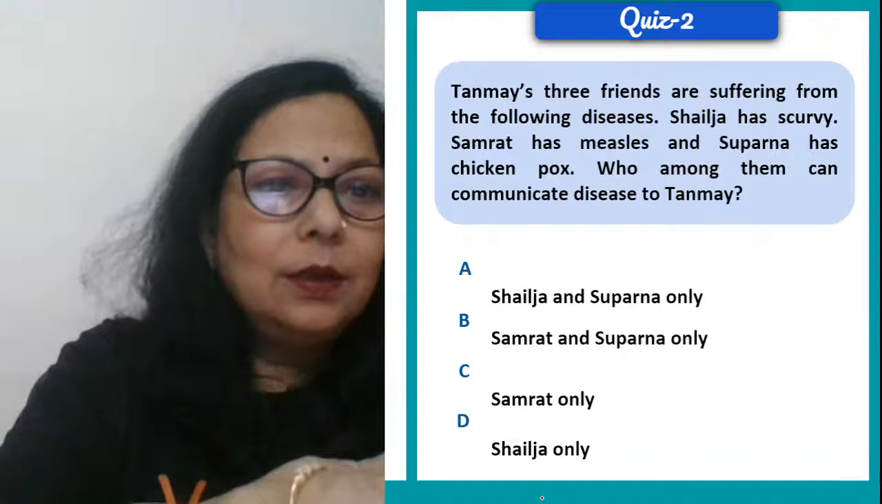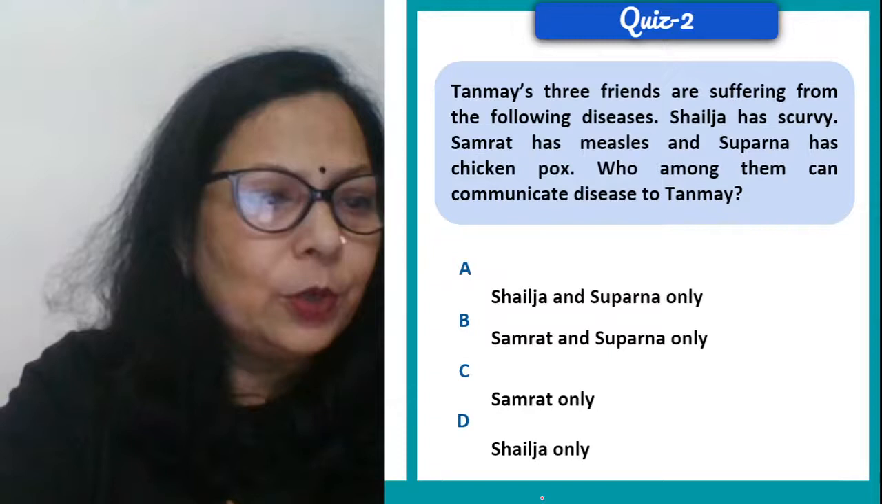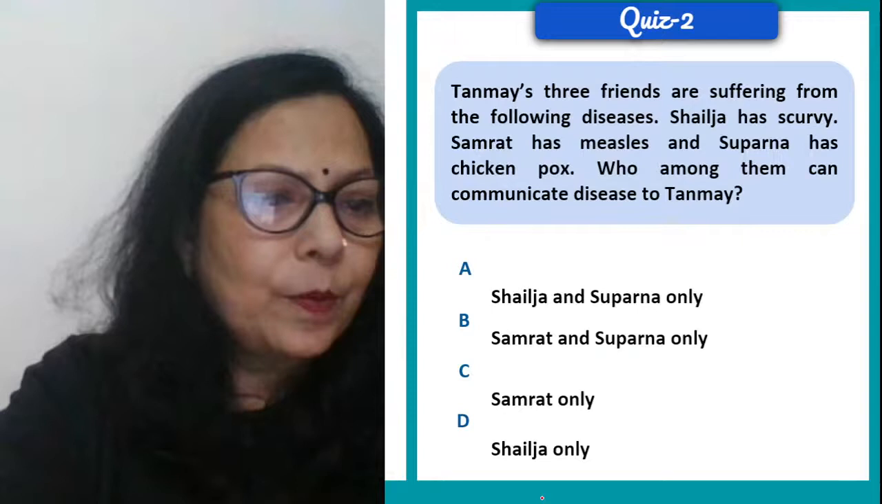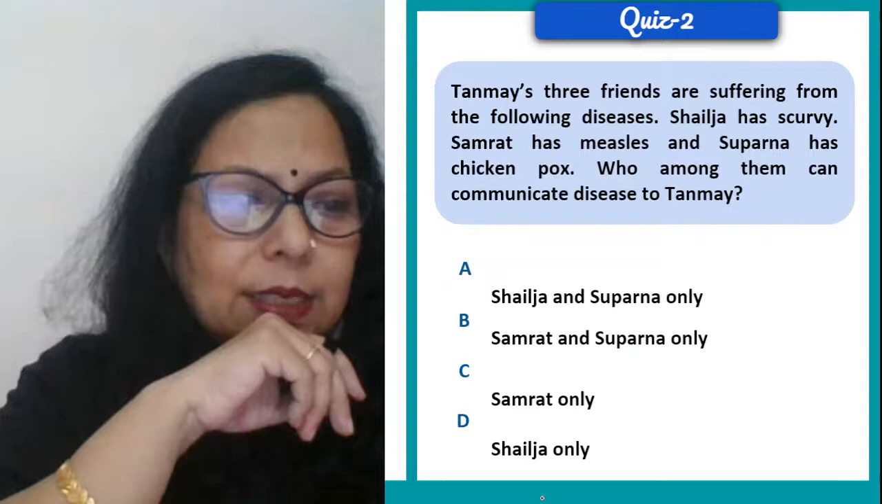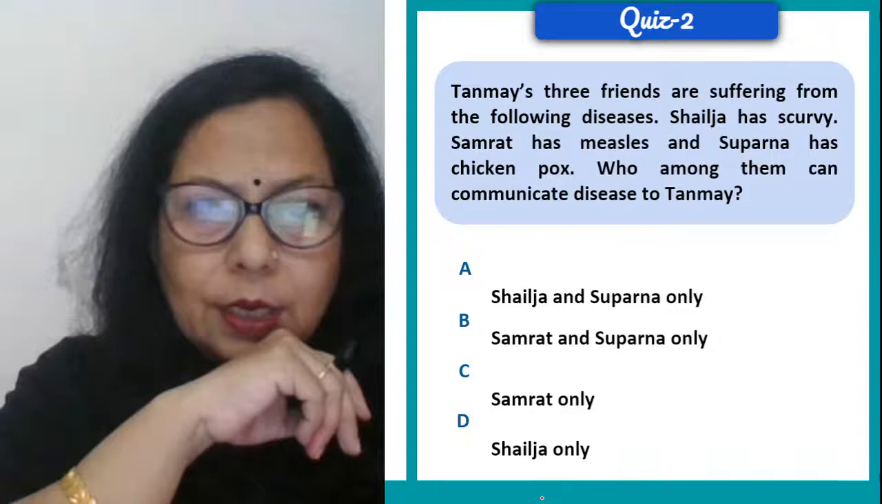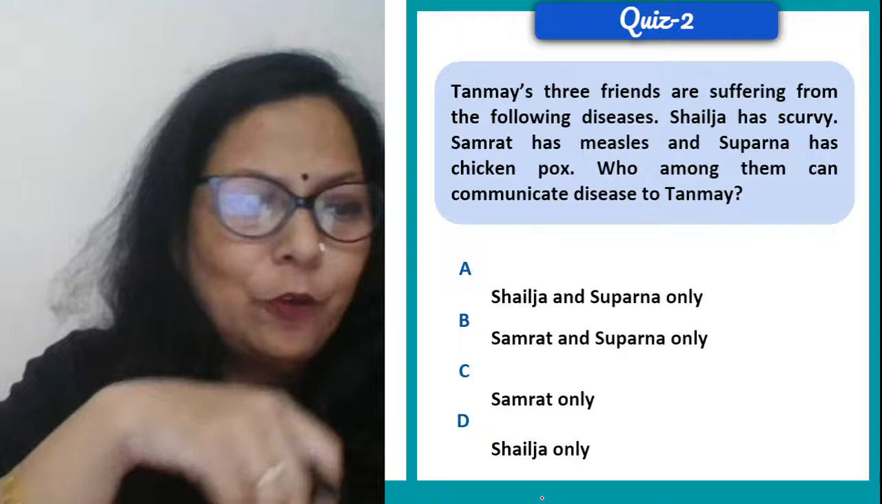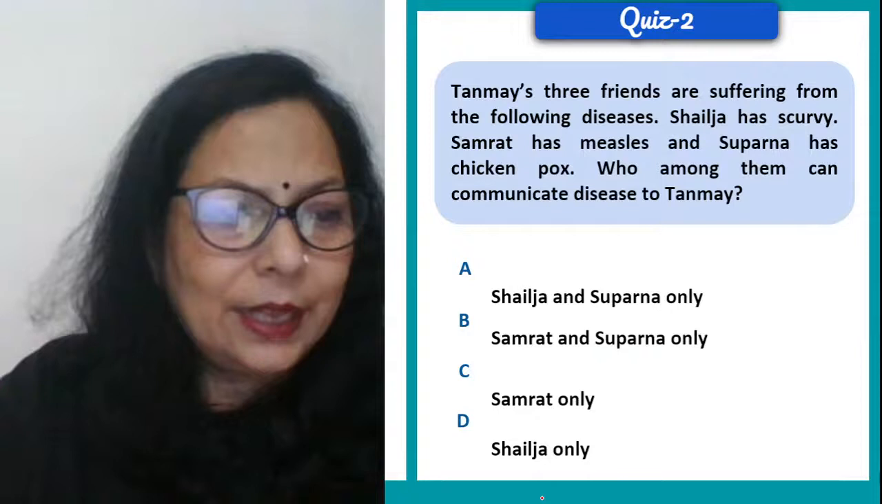Come on. I want this answer from Yuvraj. Yuvraj, are you there? Come on. Shiv, Yuvraj, quick. Who will communicate the disease? Saad, Romit, Saptarshi, I've got your answers. Let's check whether they're right or wrong. Waiting for some more answers. Anybody else? Come on, quick. The other children also.